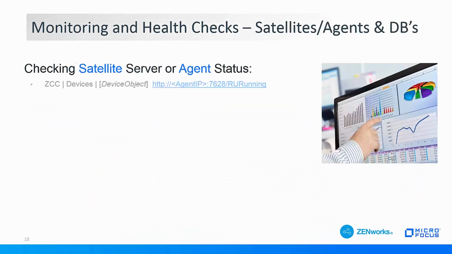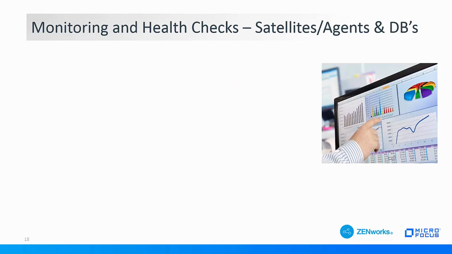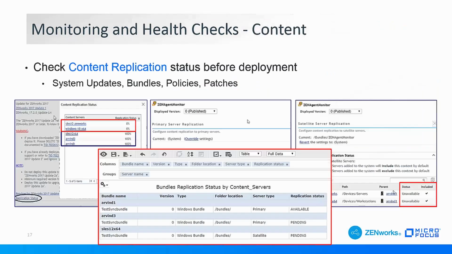With respect to reporting, you can use the reporting server to create a simple report on bundle replication status across all the content servers in the zone. So you don't have to go to every bundle and find their status on the primary server and satellite server. That's where the reporting server comes in handy, where you can create a report and get the overall view of your zone.